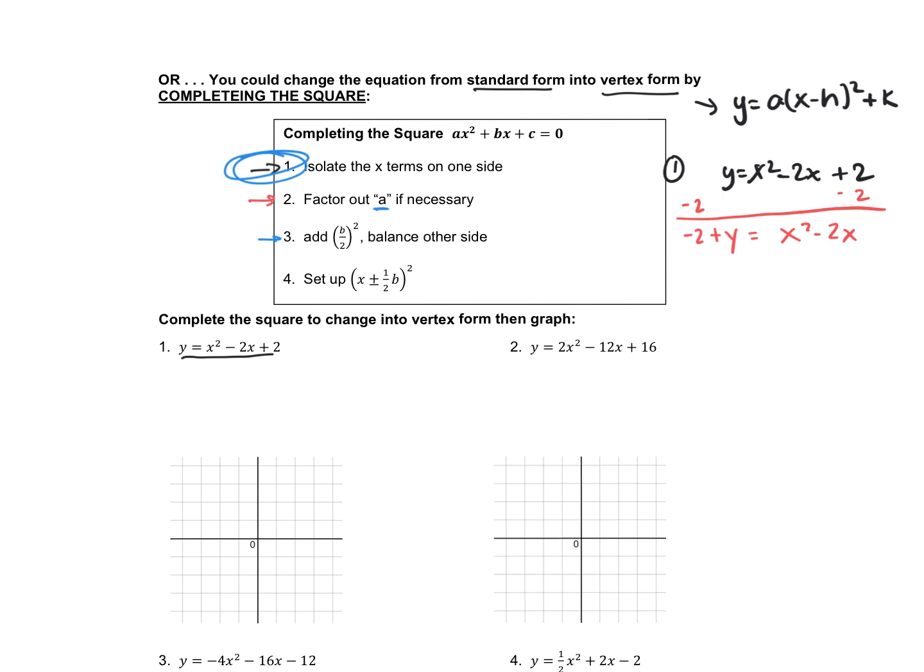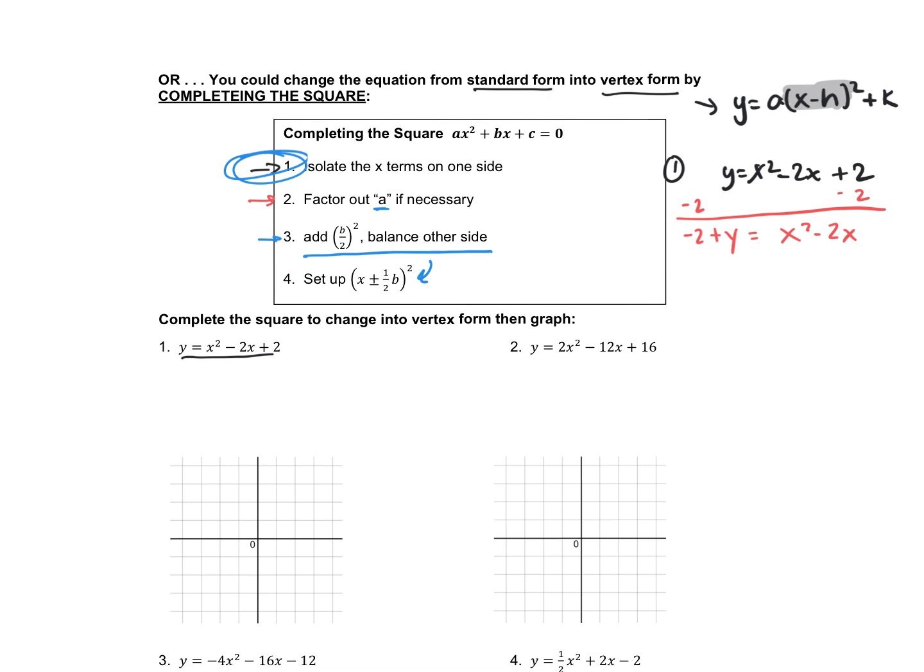Now I'm going to look at this next part, which helps us determine how to make it look like that x minus h squared up here. We want this to be on this side, so we need that quantity squared, and that's what this is going to do for us. That's what step 3 does. Steps 3 and 4 create that x minus h squared.